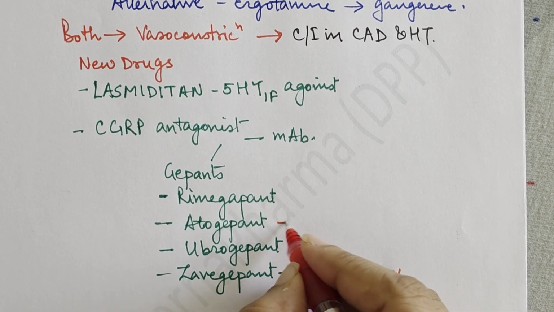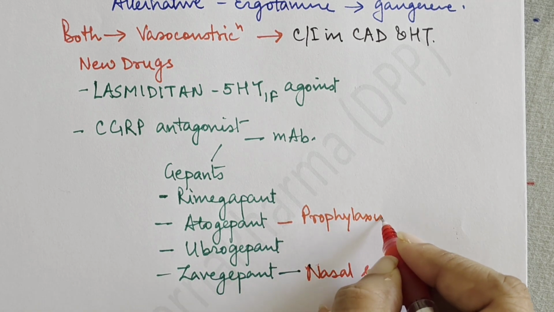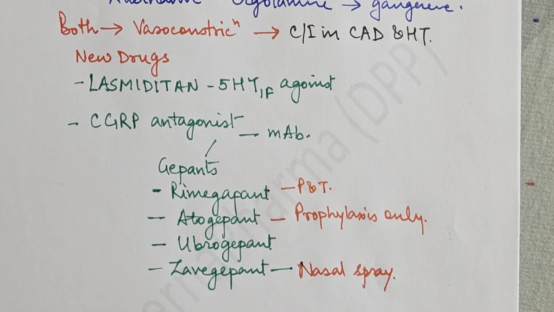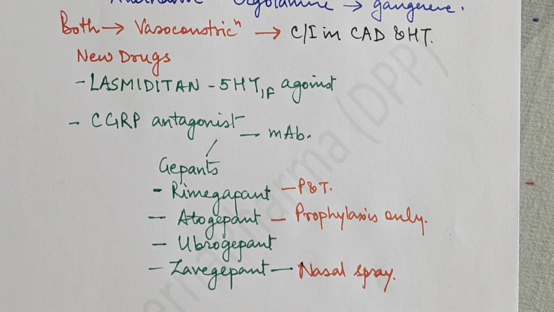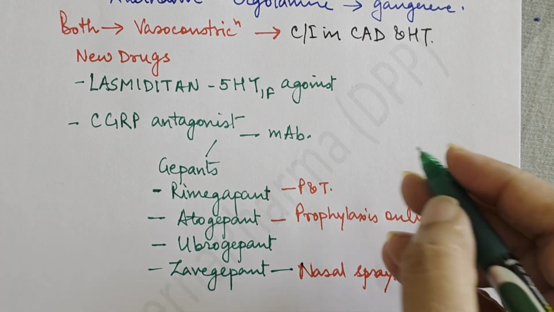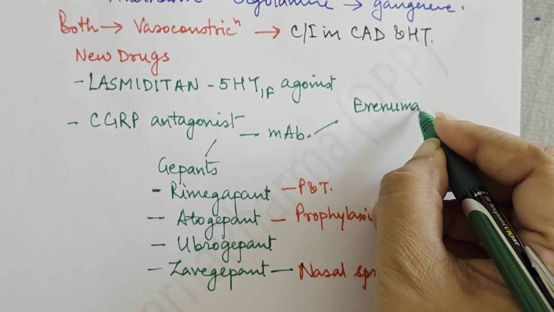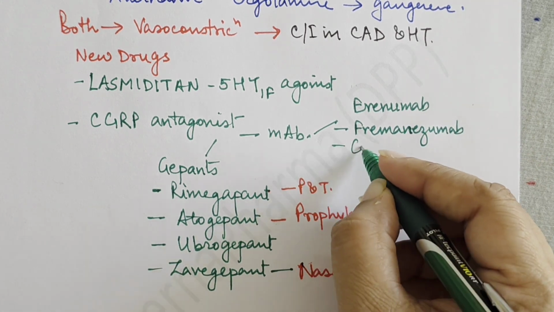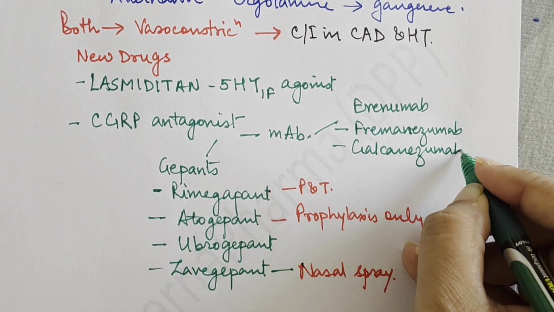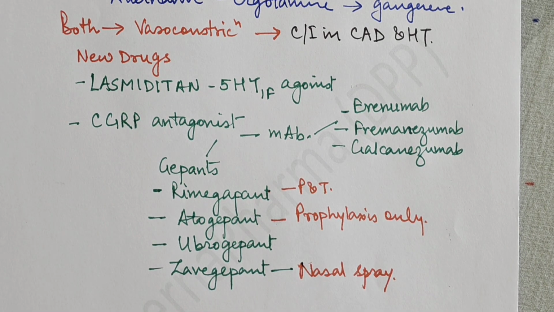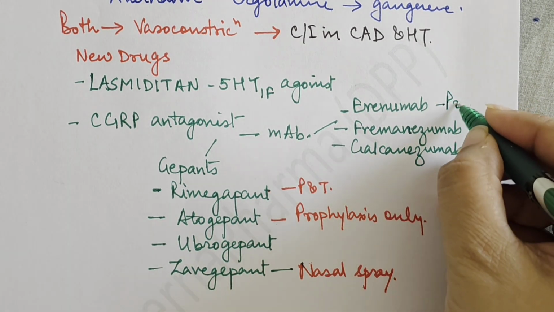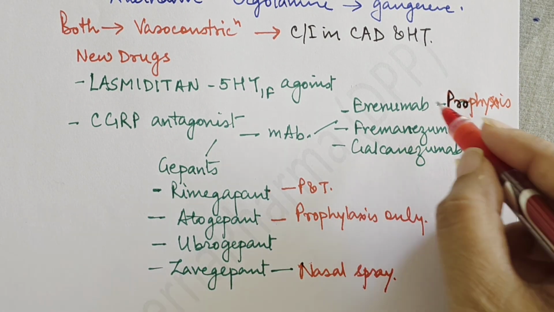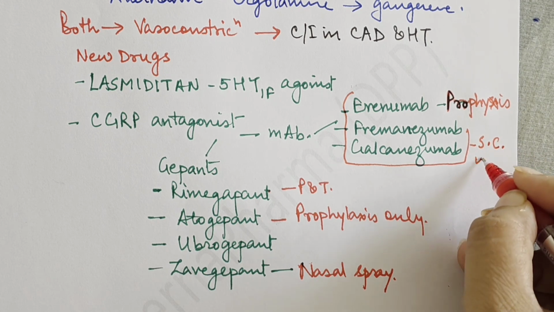Oh, okay. Atogepant is approved only for prophylaxis. See, this is an important point. Atogepant is used only for prophylaxis. Rimegepant is used for prophylaxis and treatment. It is approved for that. Zavigepant is approved as a nasal spray. Okay. Then we have monoclonal antibodies. Now what are these? In this we have erinumab and fremanezumab, and we have galcanezumab. Okay. So these are the monoclonal antibodies which are CGRP receptor antagonist. Now out of this, erinumab is also approved for prophylaxis. Okay, and these drugs, all these three drugs are given by subcutaneous injection.